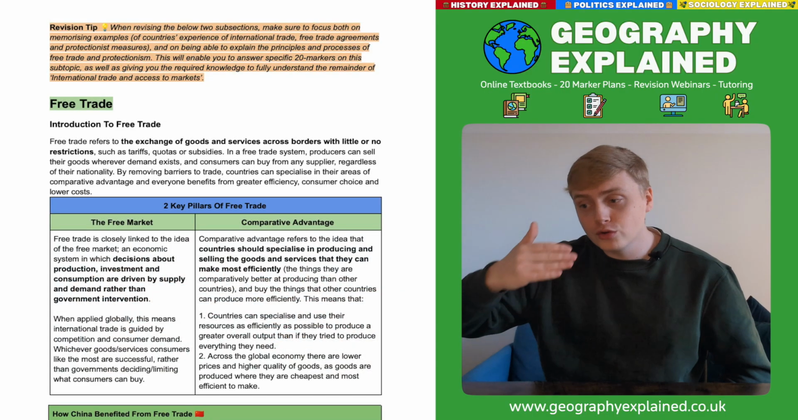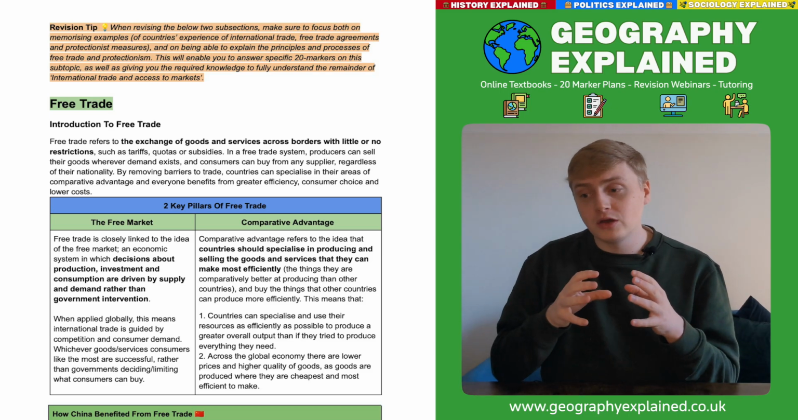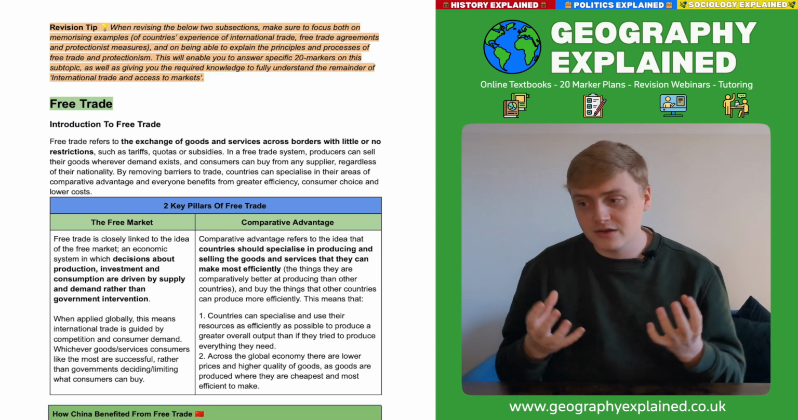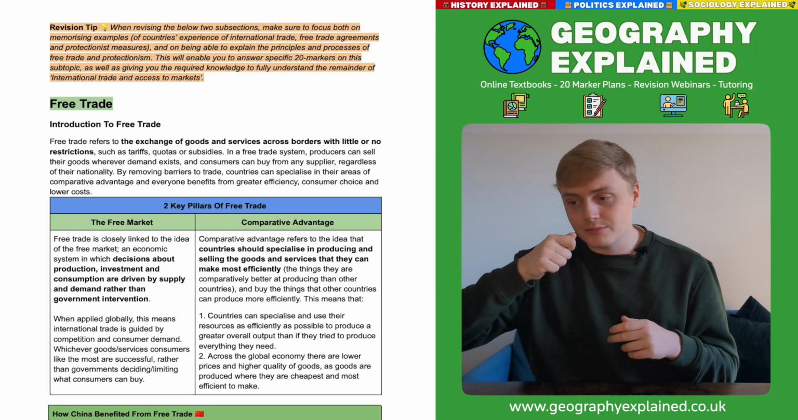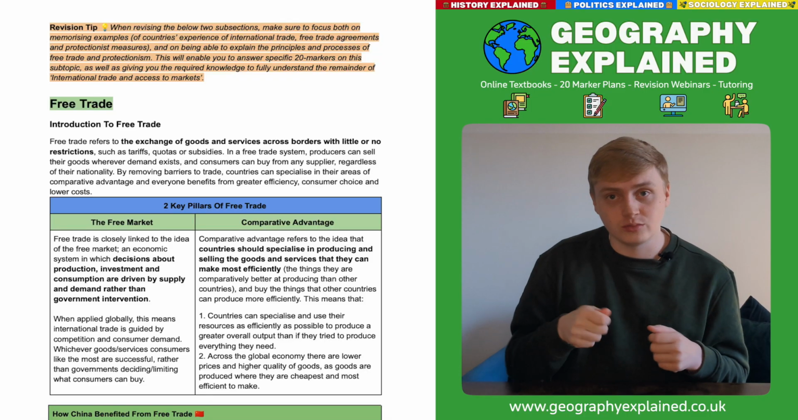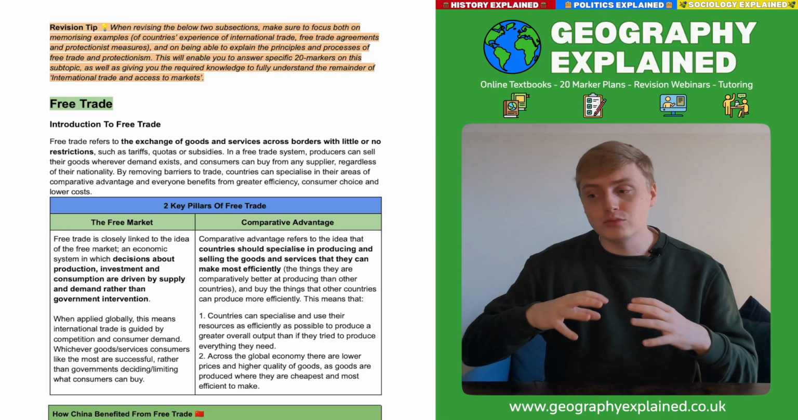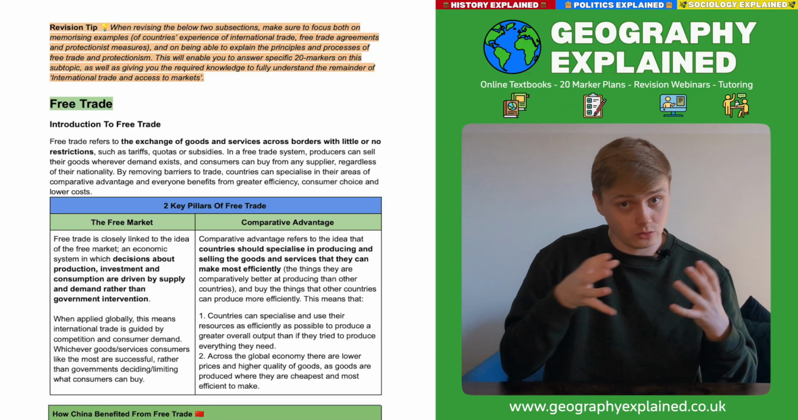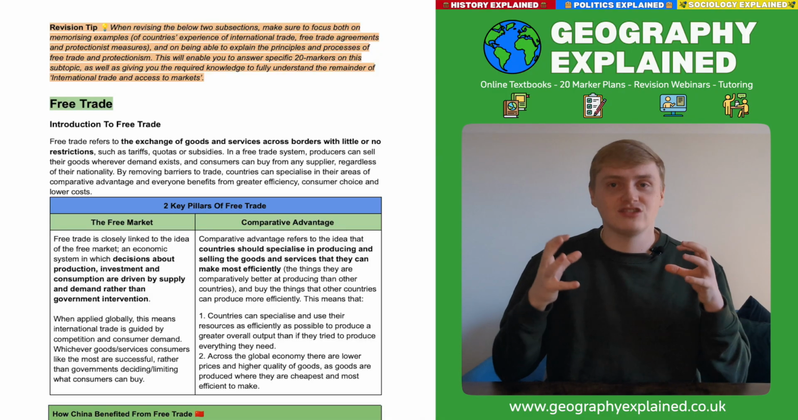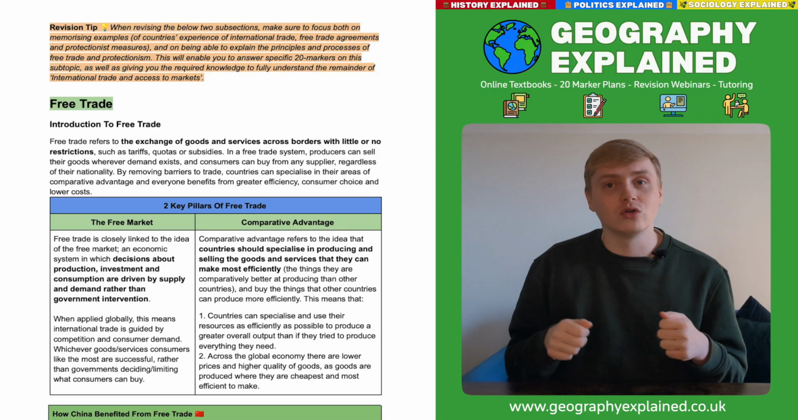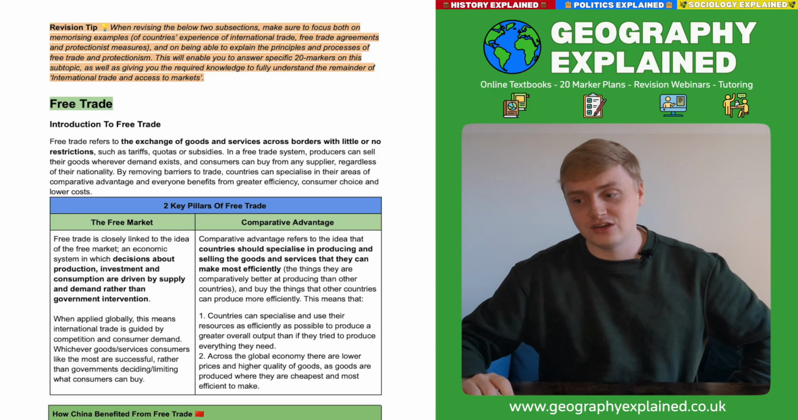So when we go through the next two subsections looking at free trade and protectionism, make sure to focus both on memorizing examples, so of countries' experiences of international trade, free trade agreements and protectionist measures, for example, and on being able to explain the principles and processes of free trade and protectionism. You need to know what both of those are really clearly going into the exam. And this will enable you to answer specific 20 markers on this topic that we looked at, those ones in bold on free trade and protectionism, but also understanding international trade, free trade and protectionism is really important to answering any question on international trade and access to markets, but also globalization overall.